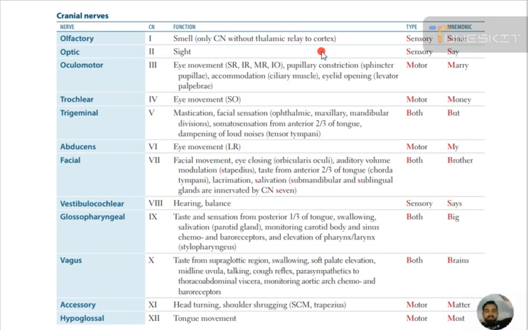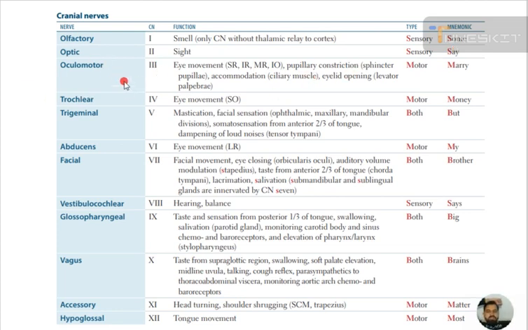Optic, as it indicates ophthalmo, so it is related to our eye. The second number, it has the function of sight. It is sensory and it has a mnemonic too.